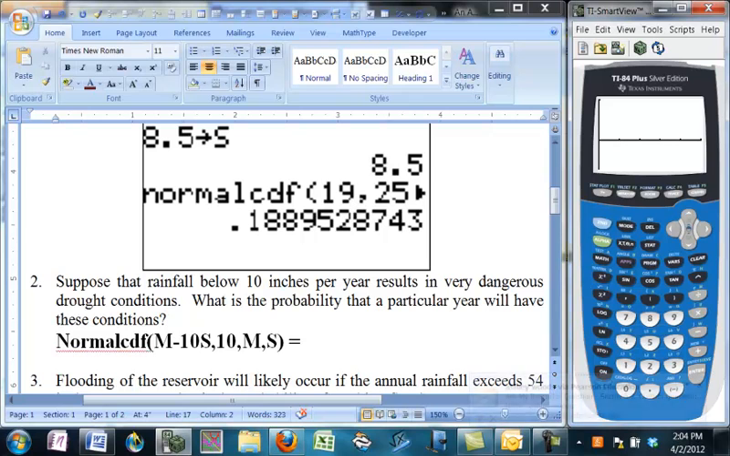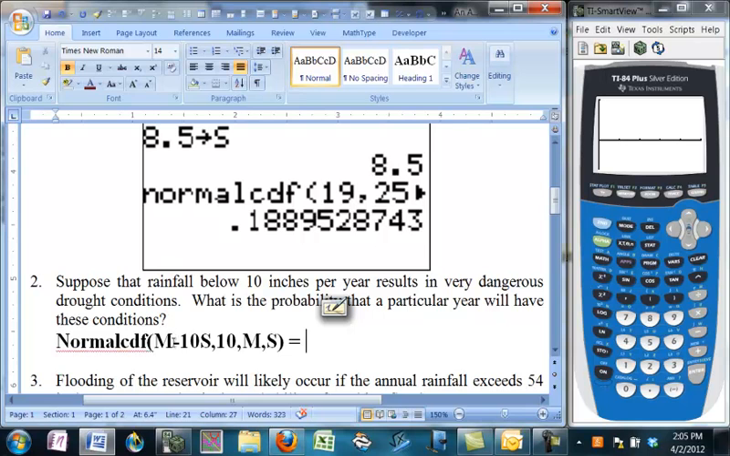Okay, so suppose that we have the drought conditions 10 inches or below. So what we want to do is go from negative infinity up to 10. Now, for this to really work, what we want to do is really use negative infinity, but we can't really enter that in on this particular calculator, so we have to use something below which the area is so small that it doesn't really affect our numbers. So if you go 10 standard deviations below the mean, that works. So this is basically what we want to enter in here.